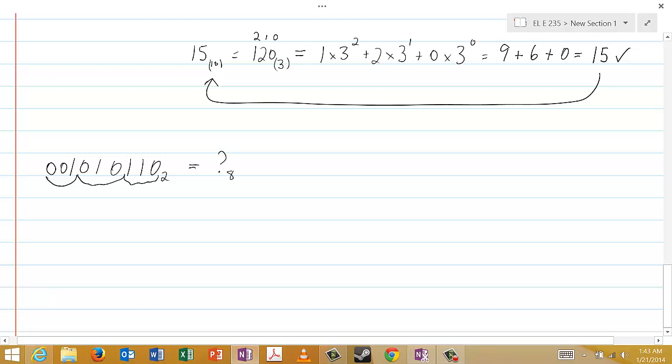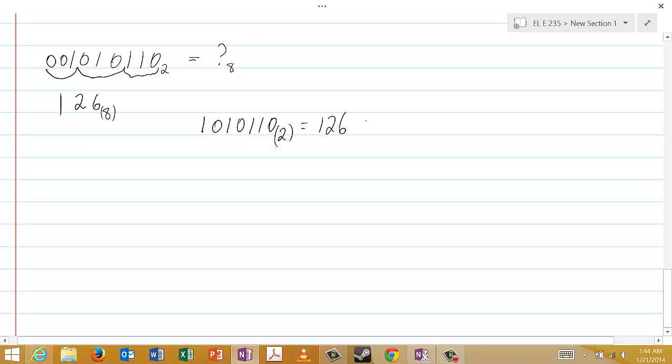Now, how do we finish this up? Well, 0, 0, 1 is 1. 0, 1, 0 in base 2 is the same as 2. And 1, 1, 0 is 6. And therefore, here is our answer. We have that 1, 0, 1, 0, 1, 1, 0, base 2, believe it or not, is equal to 1, 2, 6, base 8.